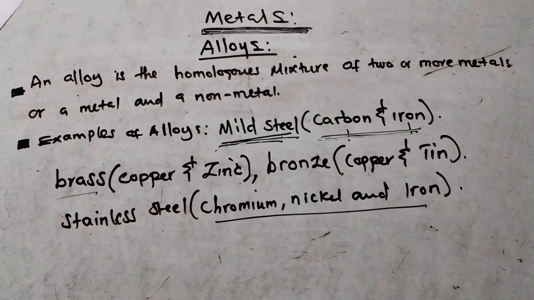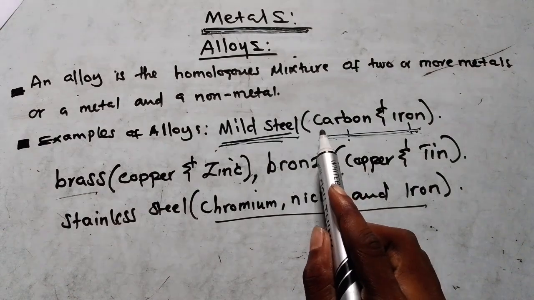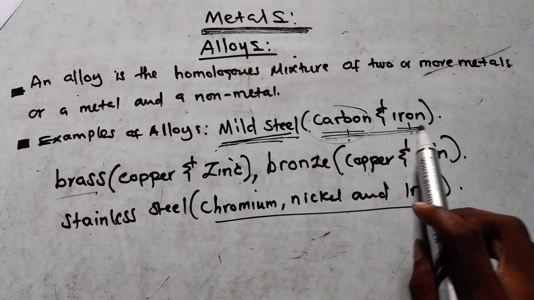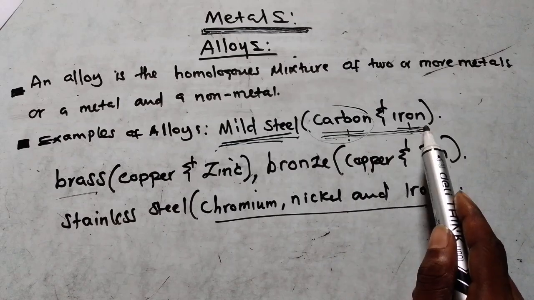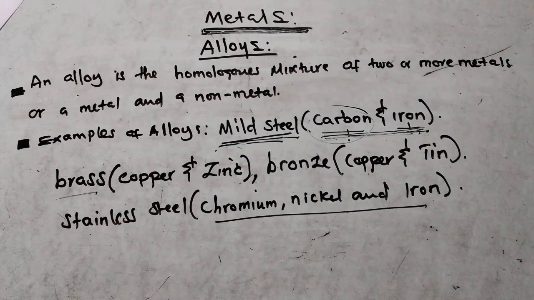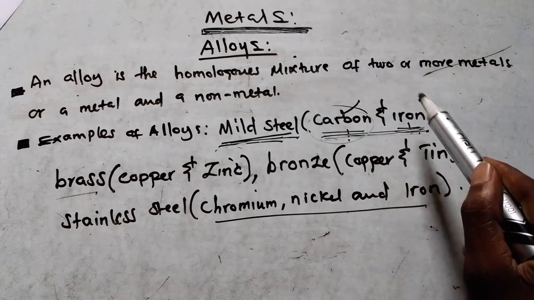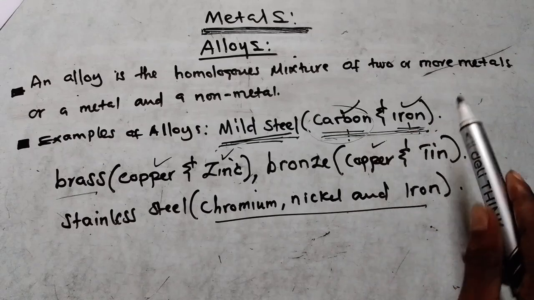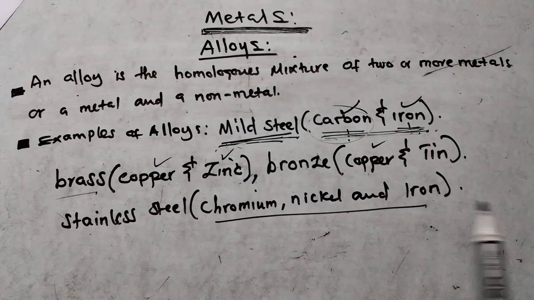Because from the definition, as we already said in the preamble, an alloy is the homogeneous mixture of two or more metals, or a metal and a non-metal. So if you look here, there is a non-metal and a metal. Carbon is a non-metal, but it is being combined with iron. When carbon is combined with iron, it forms mild steel. There is a non-metal and a metal here. Here we have metal and metal. They are being combined to make what? To make alloys.